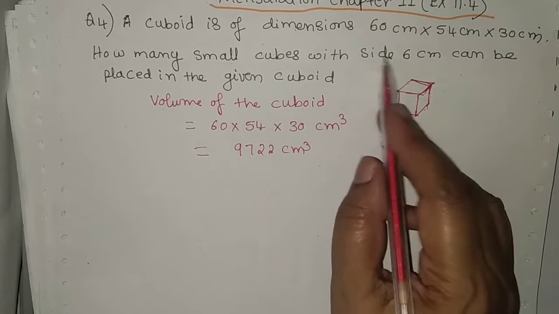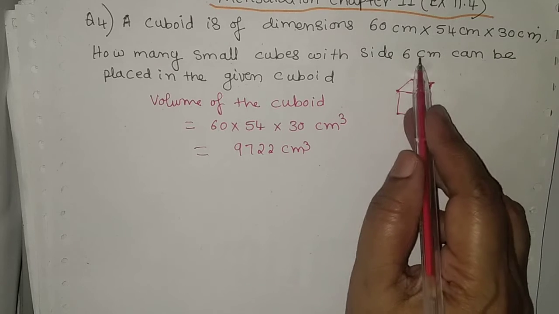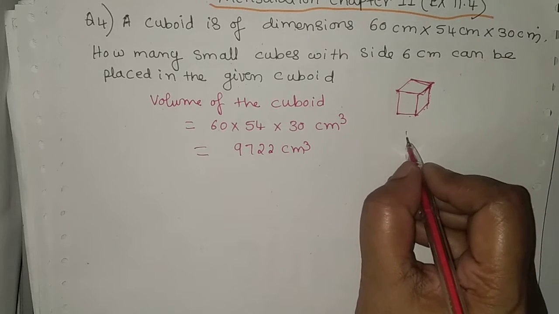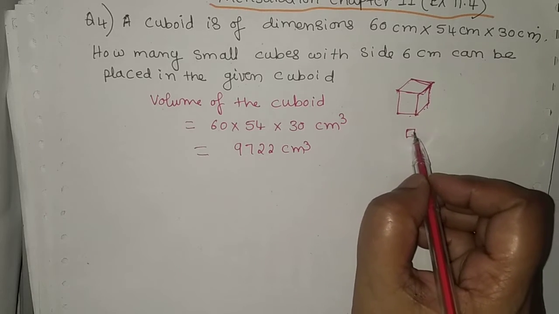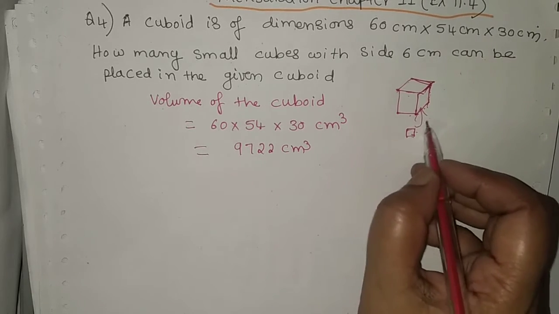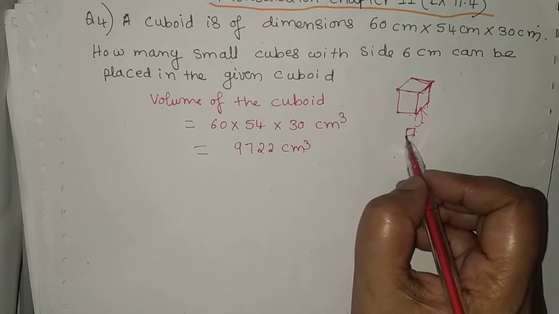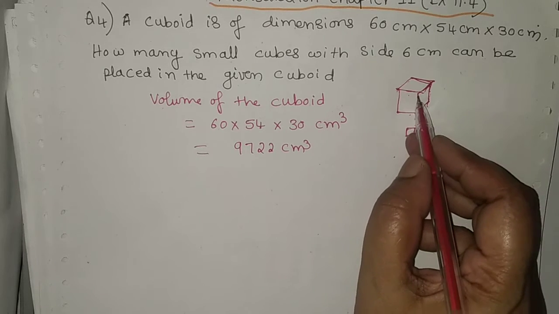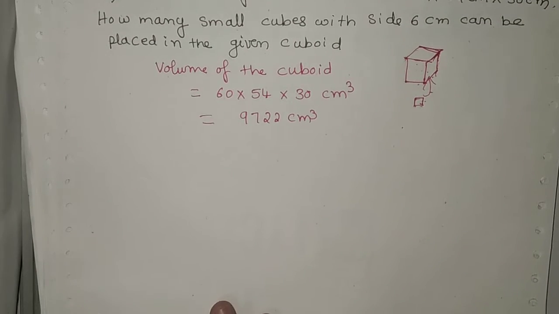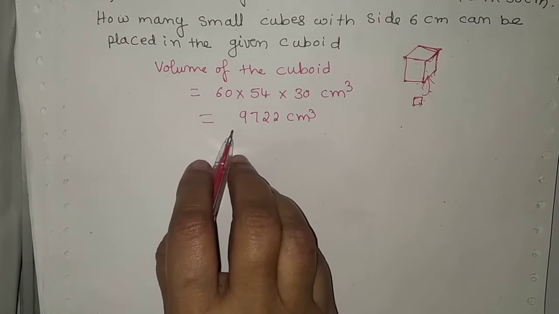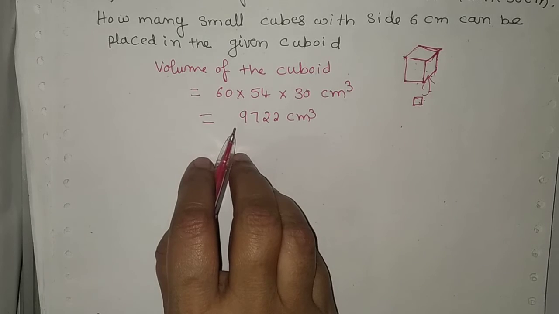The problem gives small cubes with side 6 centimeters. Consider this one as the small cube. So how many of these can be placed inside this? How many 6 centimeter side cubes can be placed inside this big box? For this, we finished calculating the volume of the cuboid.